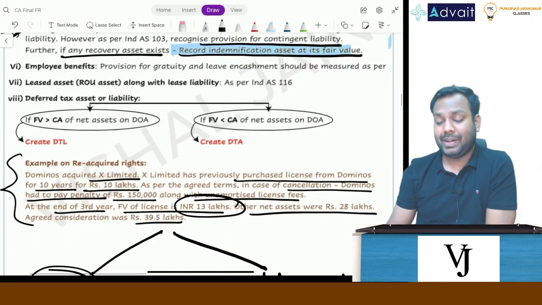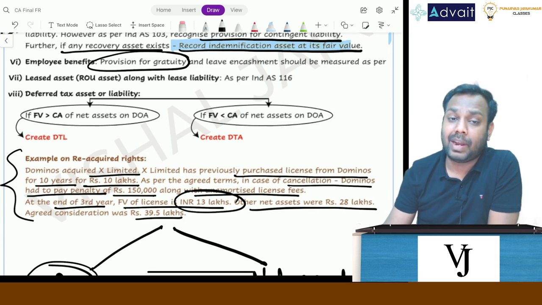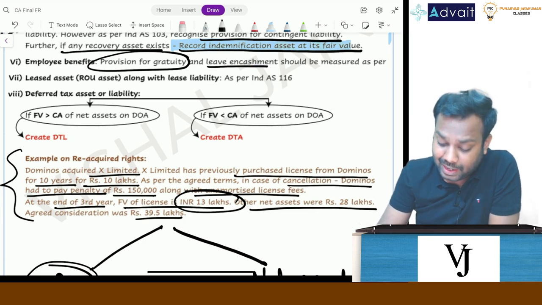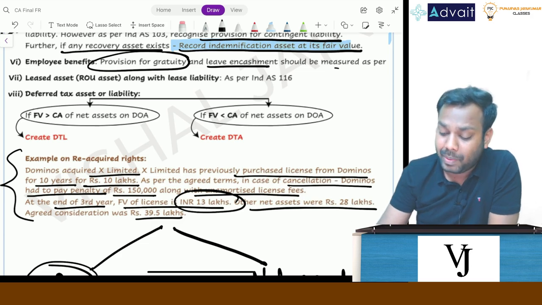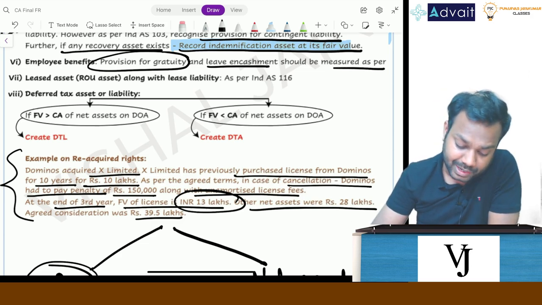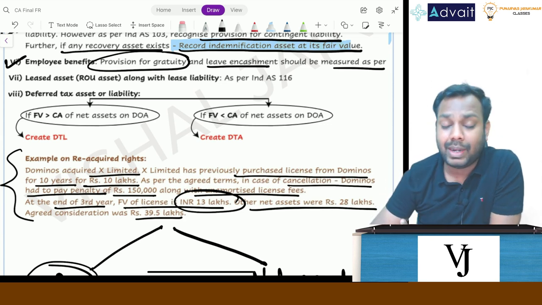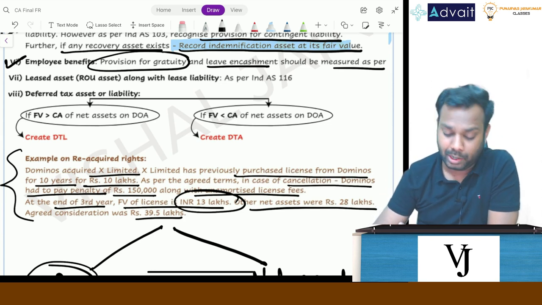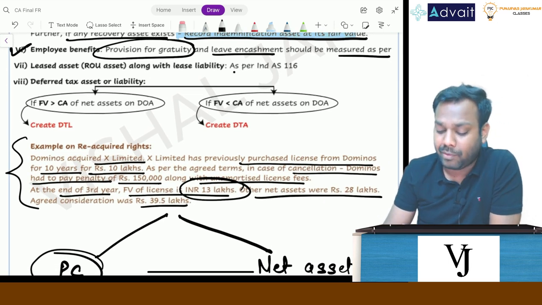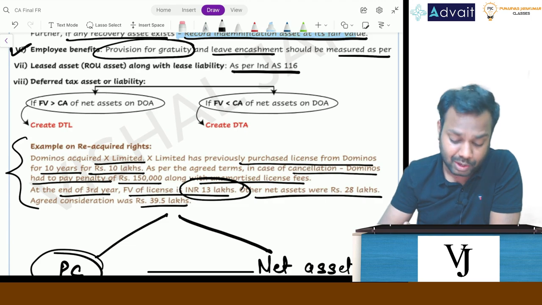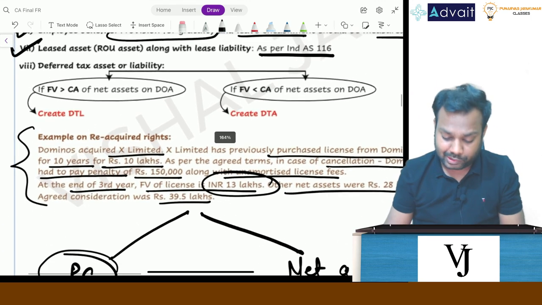employee benefits. It says provision for gratuity, that is PVDBO, present value of defined benefit obligation, and leave encashment, or you can say the plan assets, all those things should be measured as per Ind AS 19 and not at fair value. Rather, the principles of Ind AS 19 shall be holding good. Now again, leased asset and lease liability we'll have to measure as per Ind AS 116, not at fair value. Deferred tax asset and deferred tax liability: this is a concept that you have to understand.